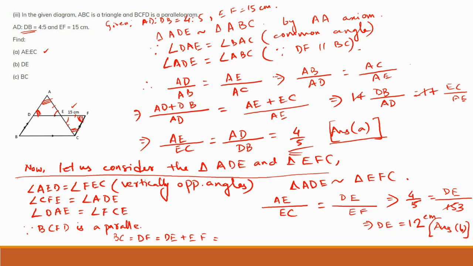Not here. So parallelogram, I think there should be two Ls, but whatever. So since BCFD is a parallelogram, oh no, there is one L. Okay, it's one. So it's a parallelogram. Therefore, BC is equal to DF. So BC is this one, DE we got as 12, EF is 15. So this is 27 centimeter. This is our answer to C. Hope this is clear to you guys. We will move to the next problem now.